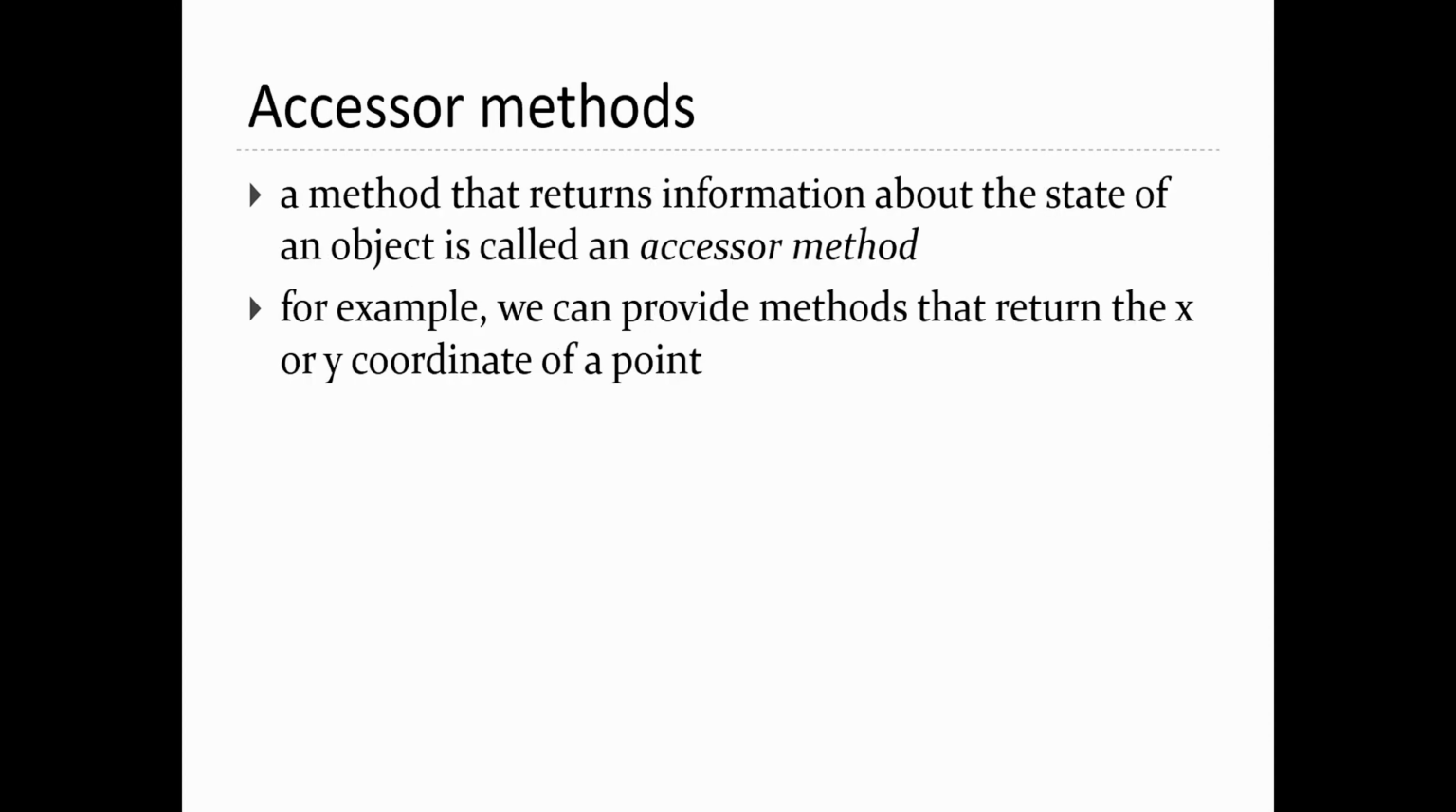An accessor method is a method that does not change the state of a point, right? Instead, it returns some information about the state of an object. So it doesn't change the state, it returns information about the state. For example, if someone's using a point2 object, they probably at some point are going to want to know what is the x coordinate of this point. So you can give them a method that returns the x coordinate of the point.